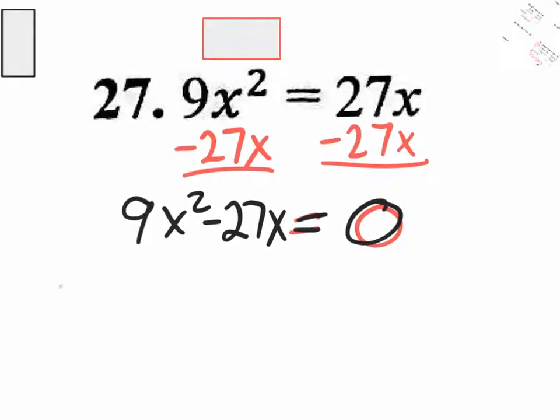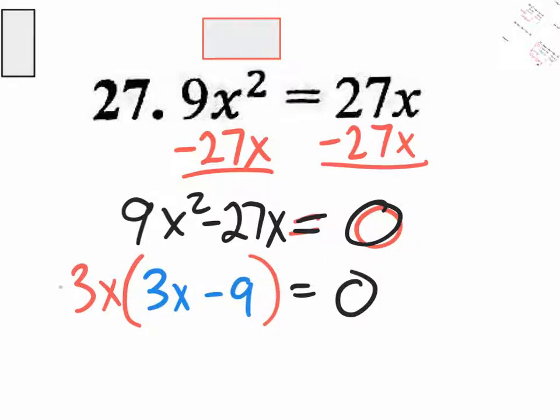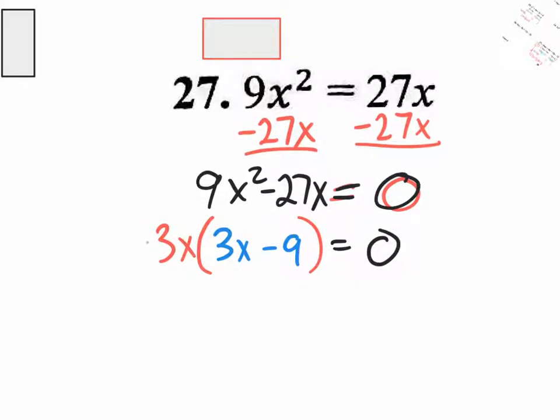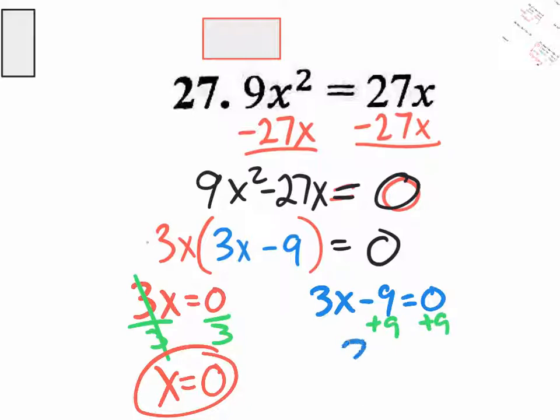So I've already set it equal to 0. Now I'm going to factor. What could I factor out of there? What's the GCF? A 3x. And what would be left on the inside? 3x minus 9. Perfect. And of course, we still have the equal 0 over here. And now that we do have something times something equals 0, we could split them and then solve. So on the left equation, the red one, if I divide by 3 and divide by 3, that'll cancel. X does still equal 0. And on the other one, if I add 9, I will have 3x equals 9. Final step would be to divide by 3, and we get the other answer of x equals 3.